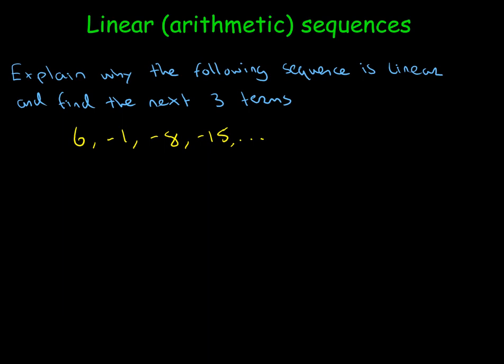Here we are looking at arithmetic or linear sequences. And we're asked, first of all, to explain why it's linear. It's linear because the common difference is a constant, or is the same. In this case, the common difference is constantly going in minus 7s. So you subtract 7 from the previous term to get the next term. So the next term will be minus 15 minus 7, which is minus 22, minus 7 is minus 29, and minus 7 will be minus 36.